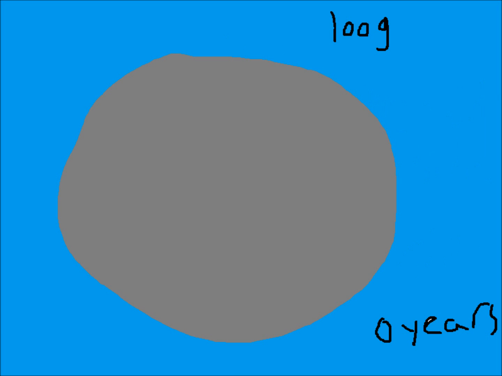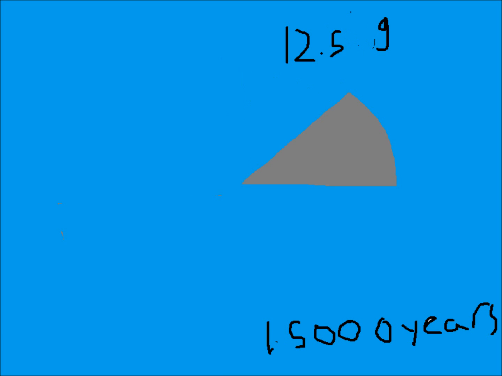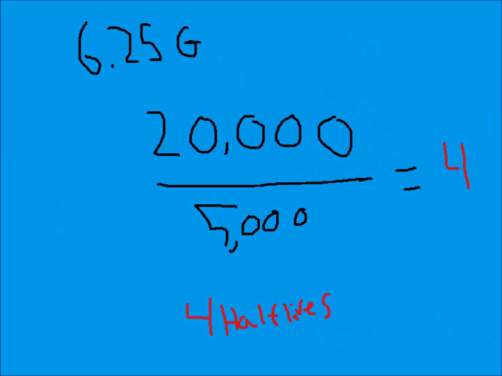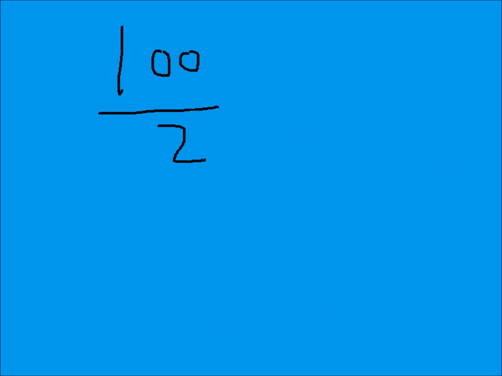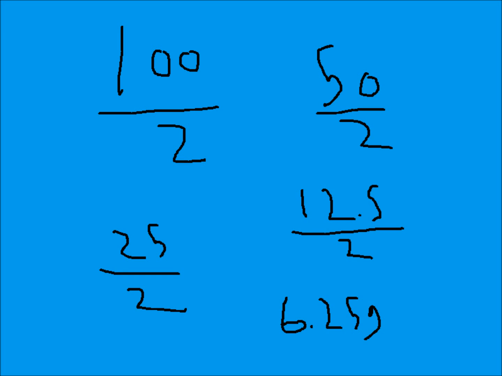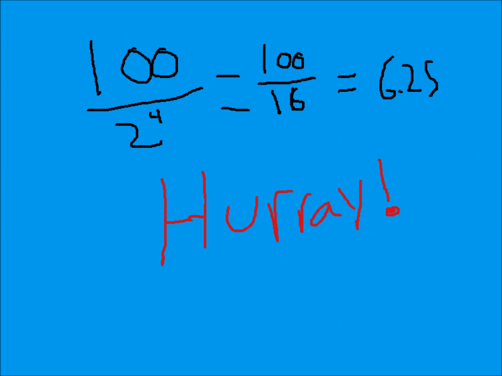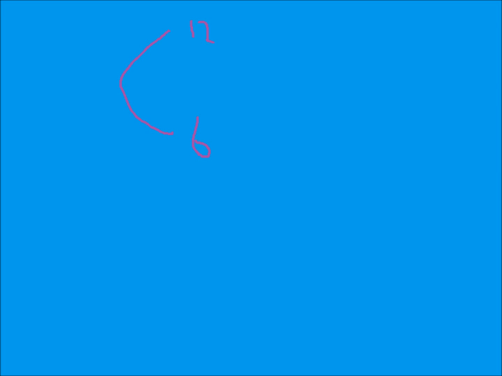So if you had a 100-gram sample 20,000 years ago, how much would you have left? The answer is about 6.25 grams. You can figure this out by dividing the total time by one half-life. So 20,000 divided by 5,000, 4 half-lives. Then dividing the sample, 100 grams, by 2, 4 times. To simplify this, you can also divide the sample by 2 to the power of half-lives, or 100 divided by 2 to the 4th.